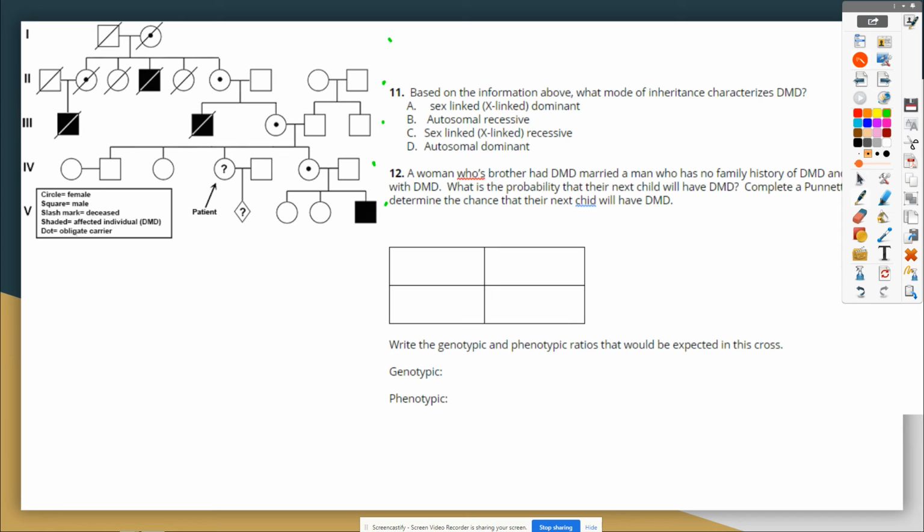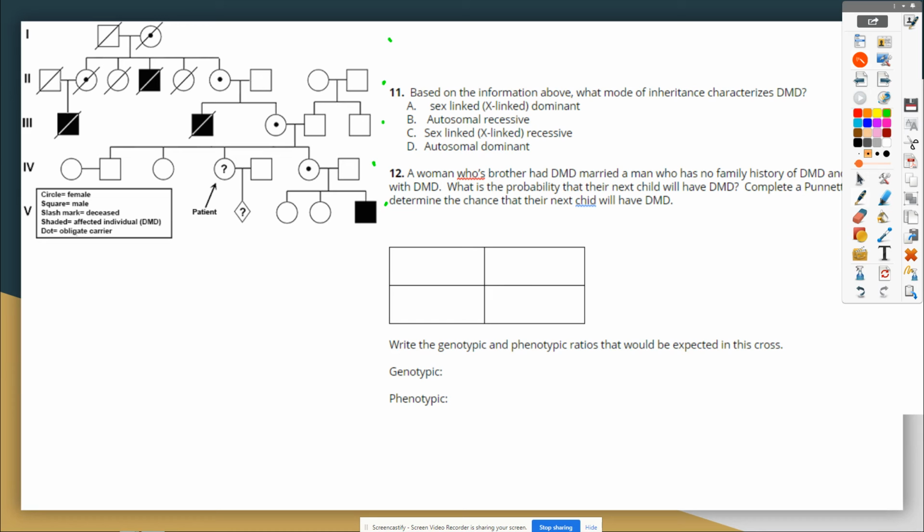Your options are sex-linked dominant, autosomal recessive, sex-linked recessive, and autosomal dominant. What type of inheritance does this pedigree show? 5, 4, 3, 2, 1. Sex-linked recessive is correct.